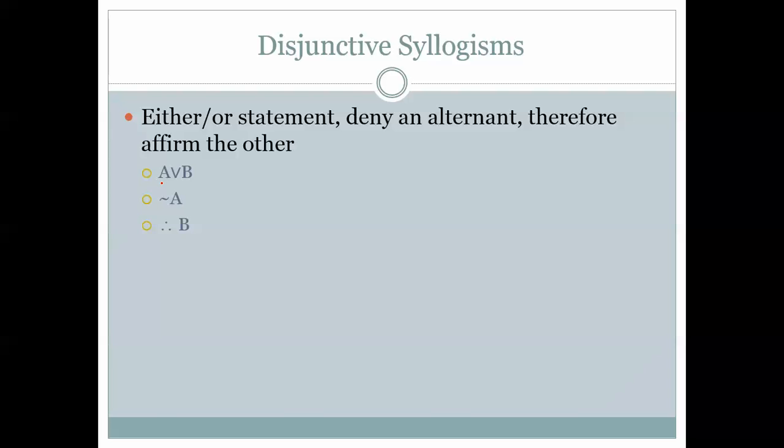This time, however, we're going to use two different ones. We're going to do disjunctive and conjunctive syllogisms. The first one we will do is disjunctive. A disjunctive proposition is an either-or statement. So A or B, right?